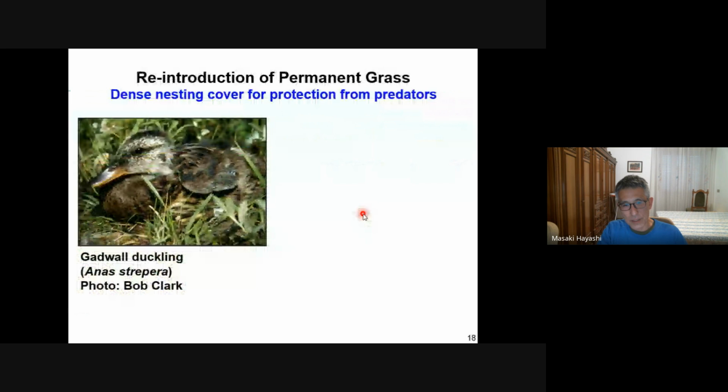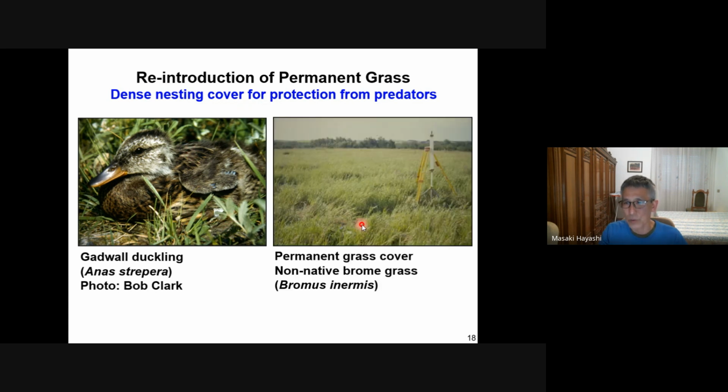Well, ducks can fly, but ducklings, when they hatch, cannot fly. So they need a dense cover of plants to protect them from predators. The wildlife ecologists thought that we need to have some dense nesting cover for these ducklings, so they decided to talk to the farmers. Let's convert some of the cultivated field from wheat or barley to permanent grass cover. They used a European grass species, not the native grass, but it's a grass anyway, to provide dense nesting cover for the preservation of wildlife.